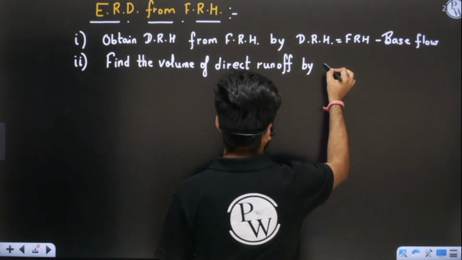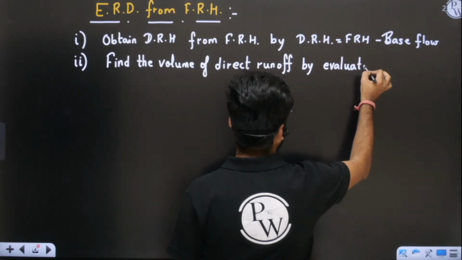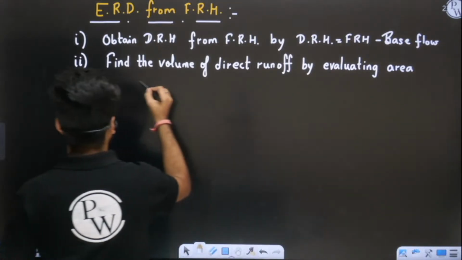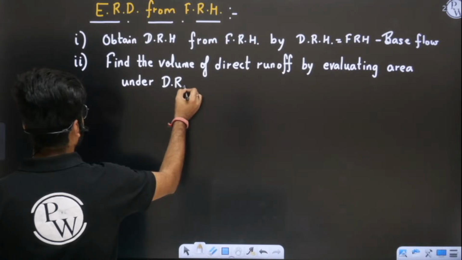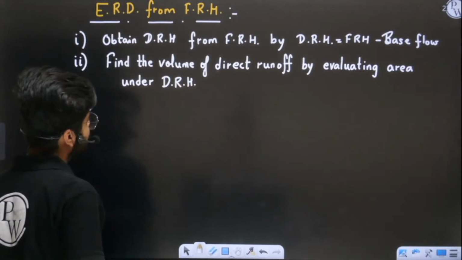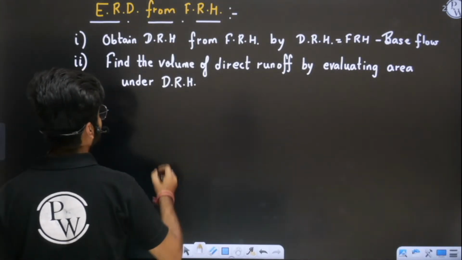by evaluating the area under the DRH. Okay, sir. What else? After that, what do I have to do? After this, I have the volume of direct runoff.